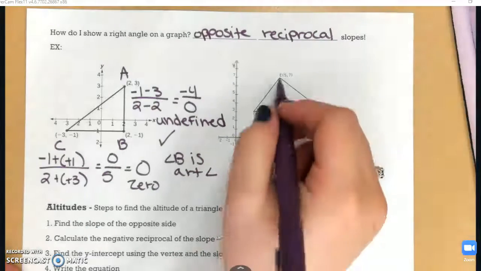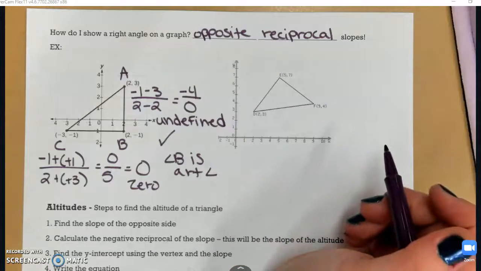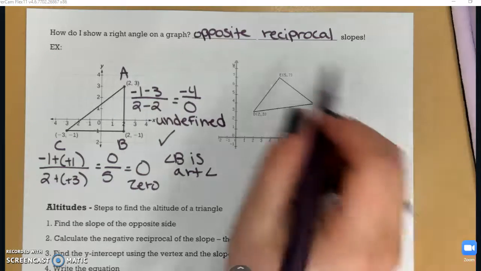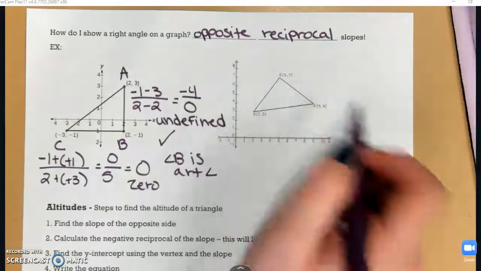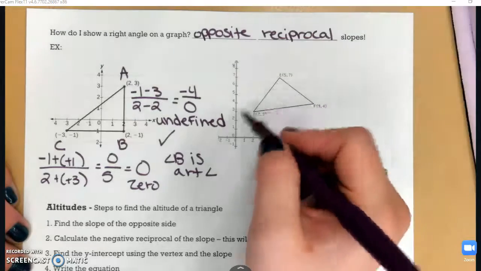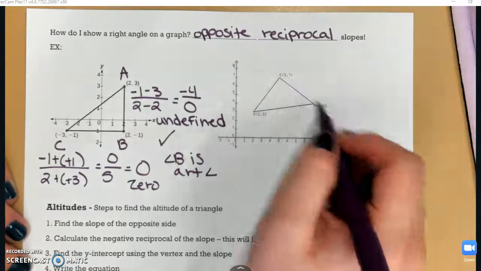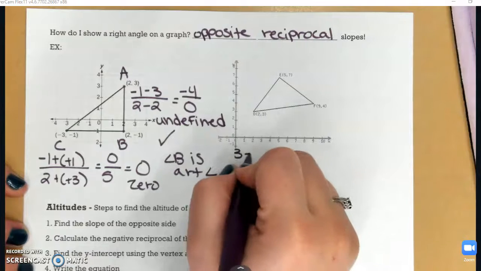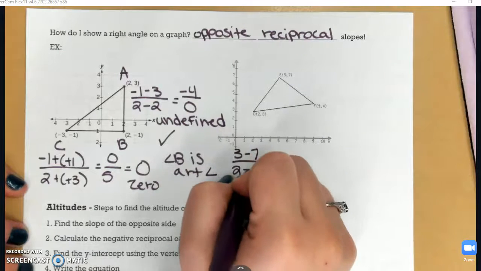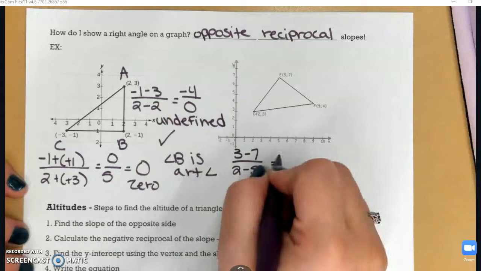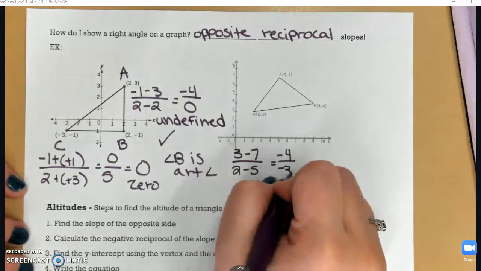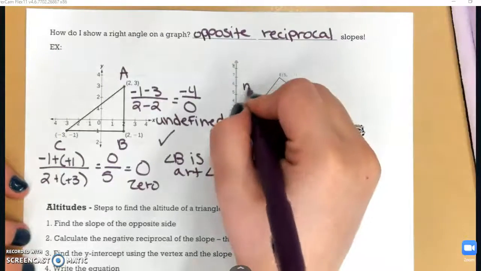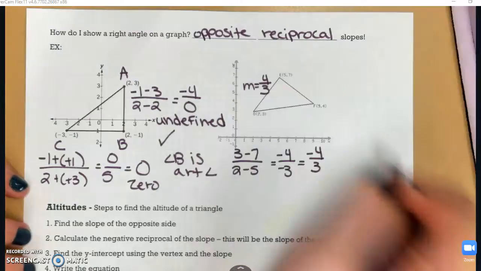All right, let's look at our next one. These are already labeled for us. So in triangle EDF, the angle that could possibly be a right angle is angle E. So I need to find the slope of side ED and the slope of side EF. So I'm going to start with ED first. I'm going to do 3 minus 7 over 2 minus 5. That is going to be negative 4 over negative 3. A negative divided by a negative is positive. So the slope of this side is 4 over 3.